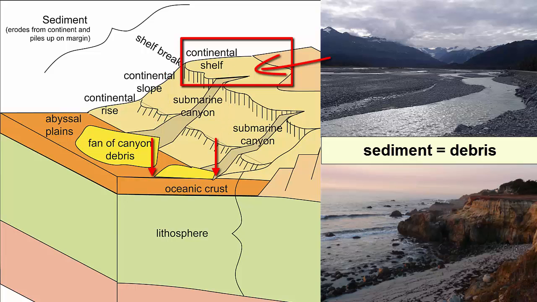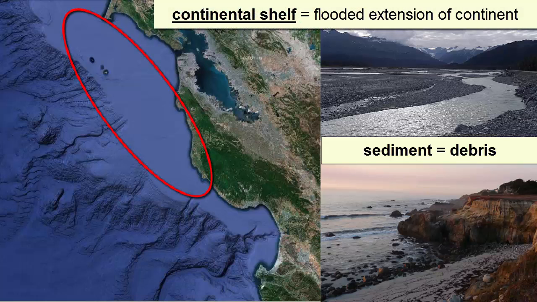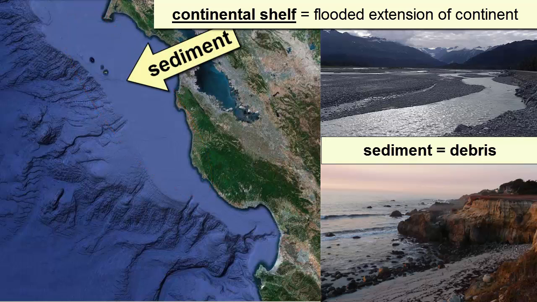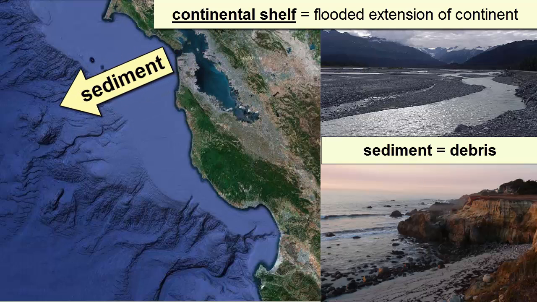The more sediment that is carried to the coast, the bigger and wider the continental shelf becomes. Remember, the continental shelf is an extremely flat, shallow, currently flooded extension of the continent. It's basically just a big pile of debris that sloughs off the edges of our continent and accumulates.